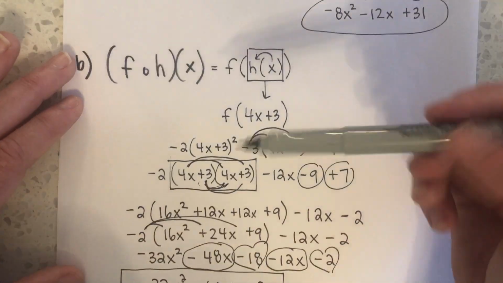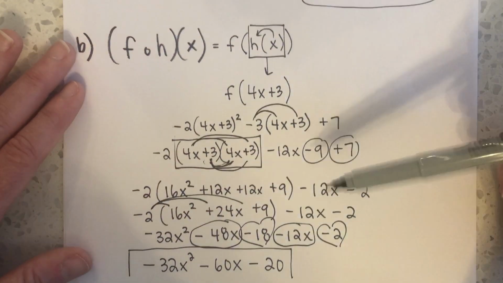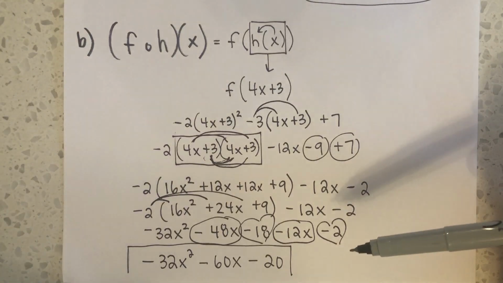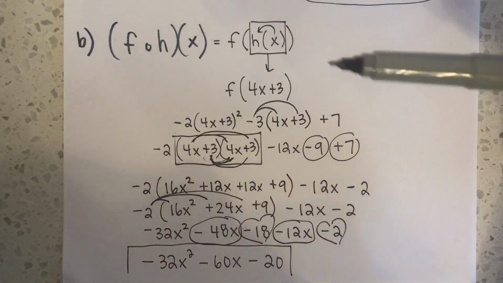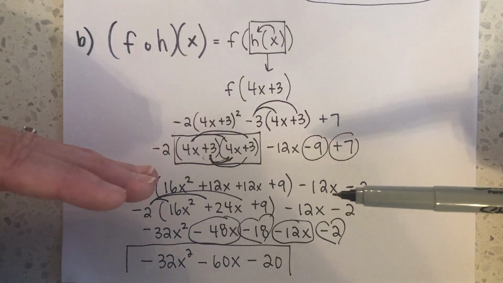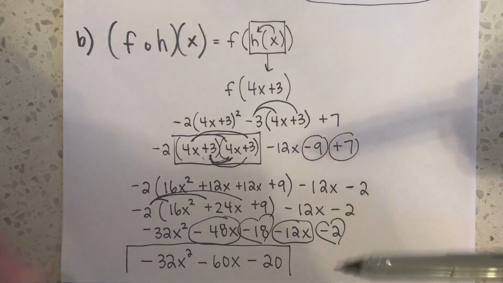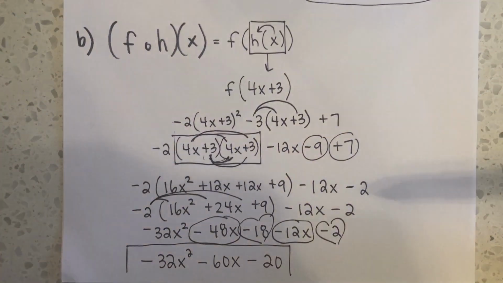That was a hard one because of all the foiling and distributing and combining like terms we had to do. All right, but they're not all this difficult. But the more steps you take and just stay organized and neat, the easier it will be and the less likely you are to make a mistake.